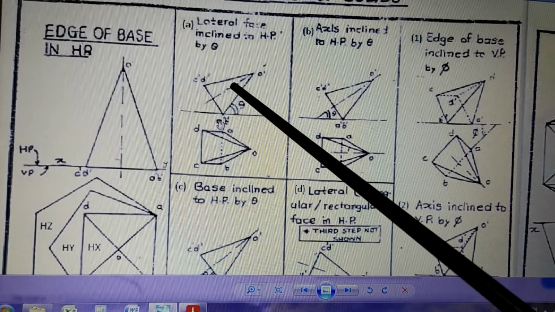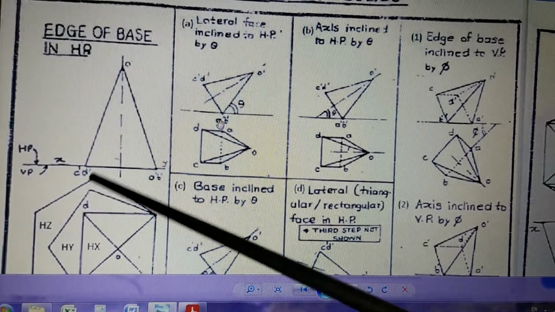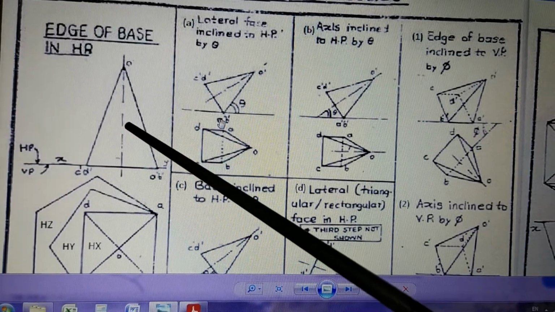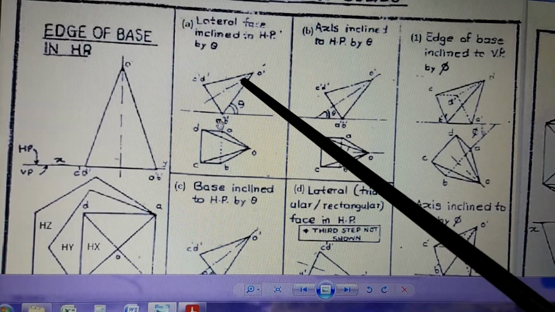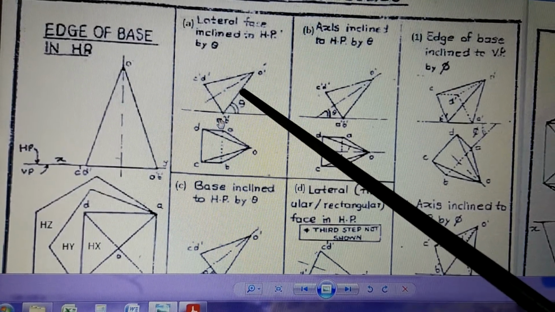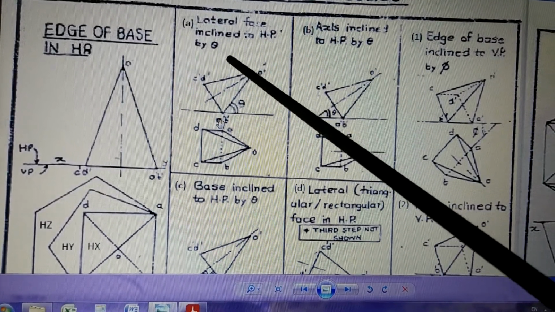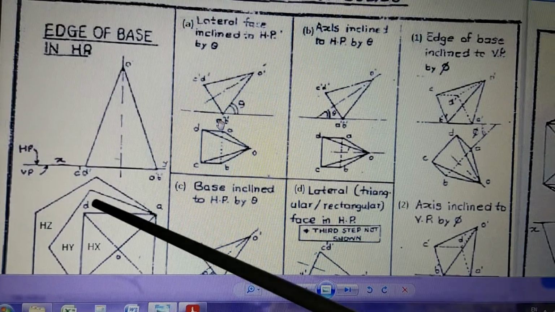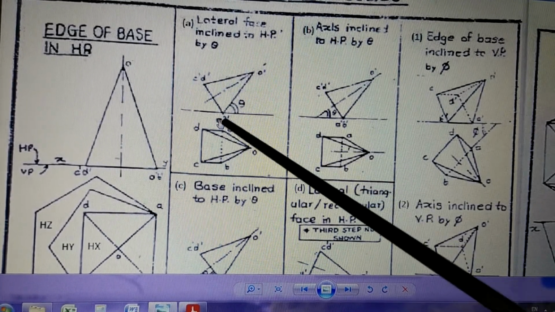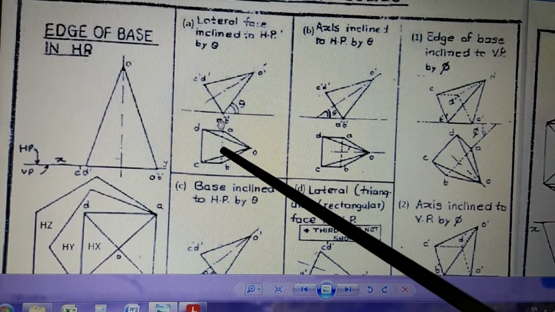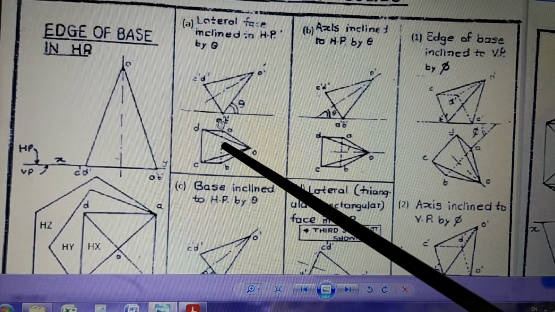So when front view changes like this, what will happen to the top view? When the front view was like this, top view was like this. Now if the front view is like this, in the inclined position, when you see this pyramid from above, it will not be seen like this, it will be seen something different. So what it will be seen, that is what is drawn here.